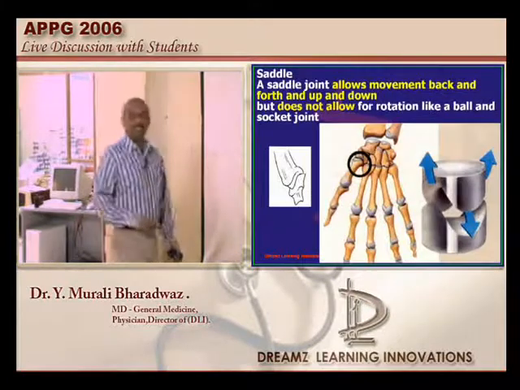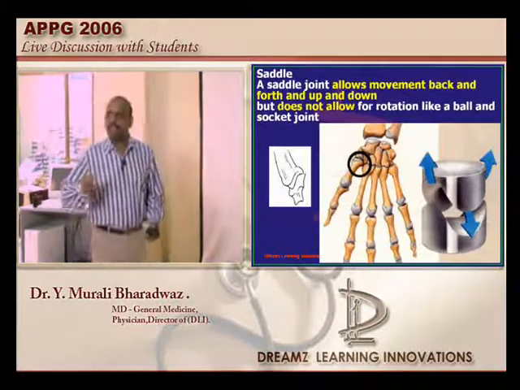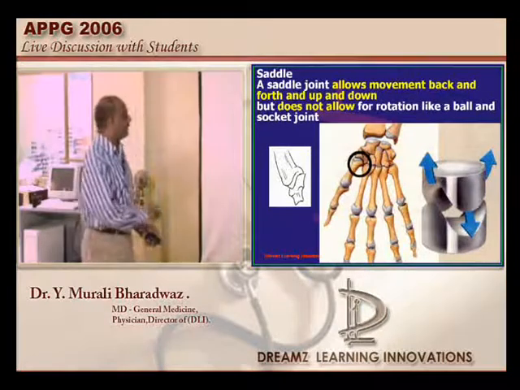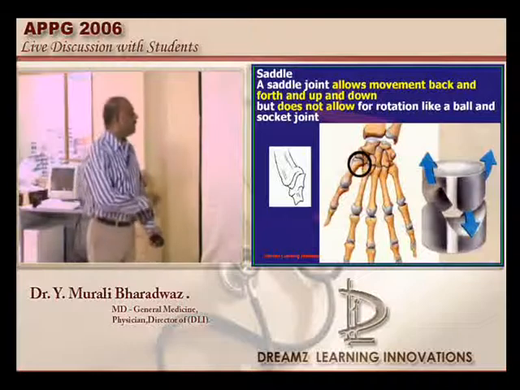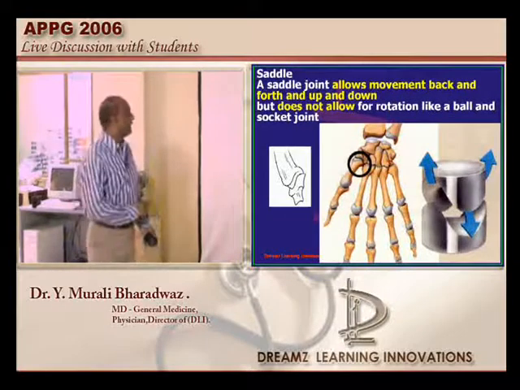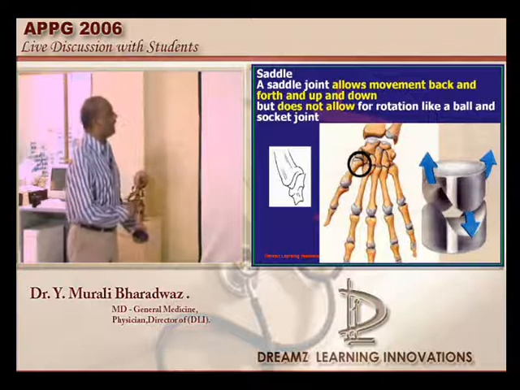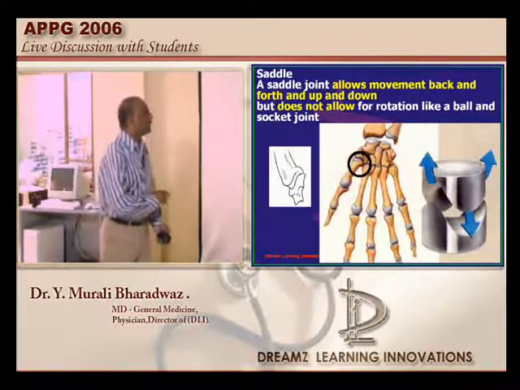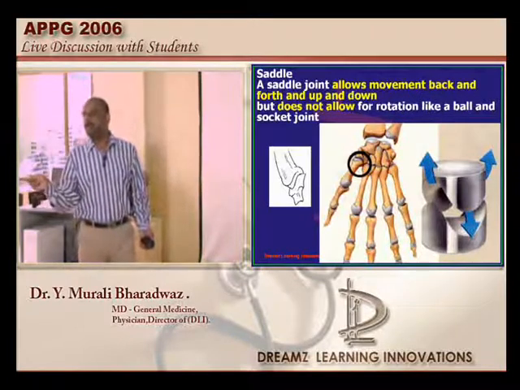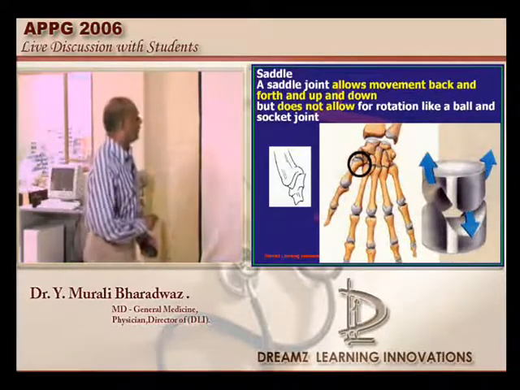Basically, what is a saddle joint, doctor? It will be permitting the rotation in two different planes. The way you are seeing here. Good. So it will permit the rotation in two planes. And it will be allowing the movement back and forth, up and down, but it does not allow the rotation. That is the difference between the ball and socket versus that of the saddle joint.